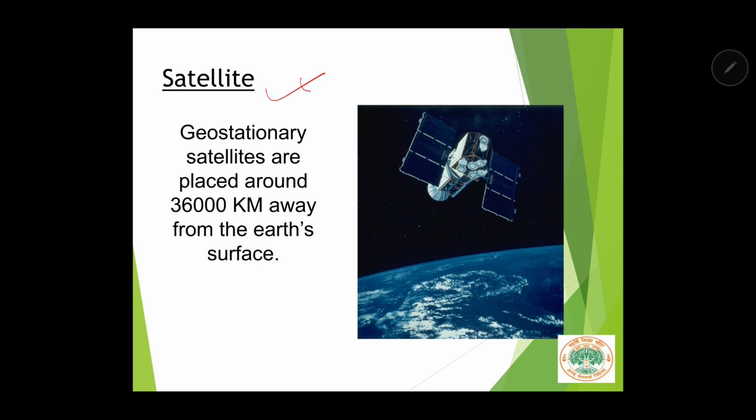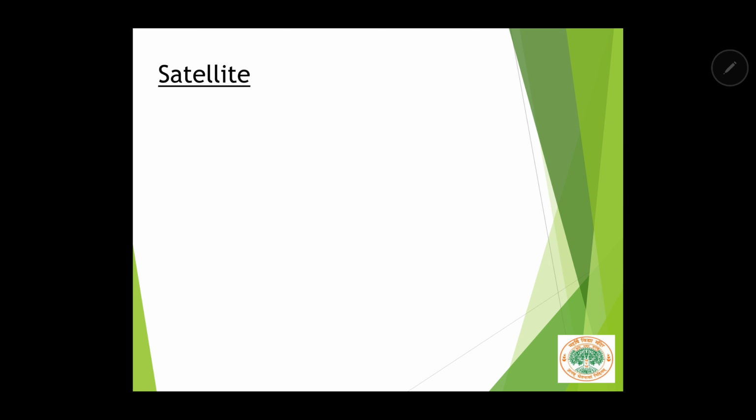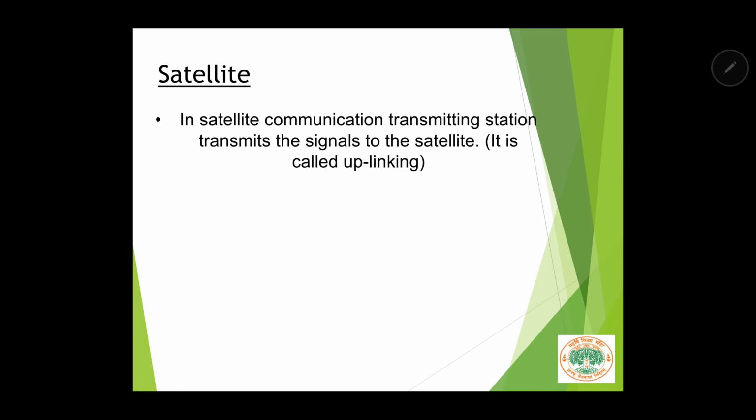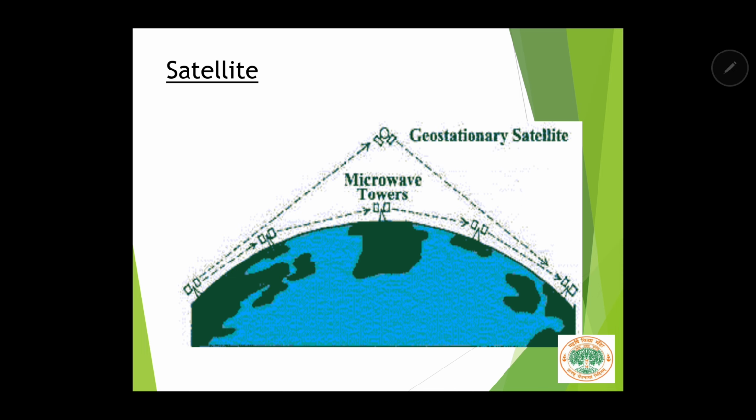We come to the last type of wireless transmission media, which is satellites. So satellites, basically geostationary satellites, are placed at around 36,000 kilometers from the Earth's surface. So as you can see, a geostationary satellite in the picture is placed at a distance of about 36,000 kilometers from the Earth's surface. So in satellite communication, the transmitting station transmits the signal to the satellite. This is called uplinking. So let me show you a diagram.